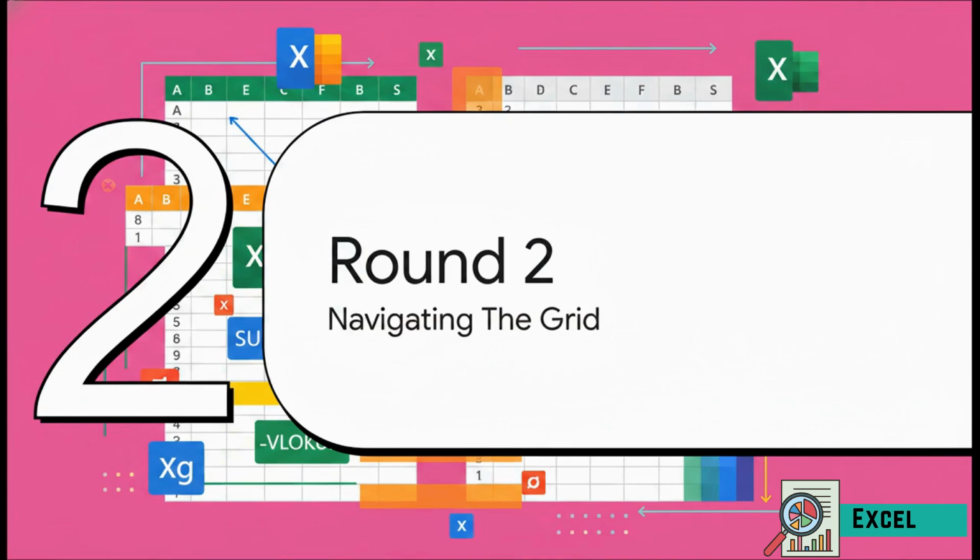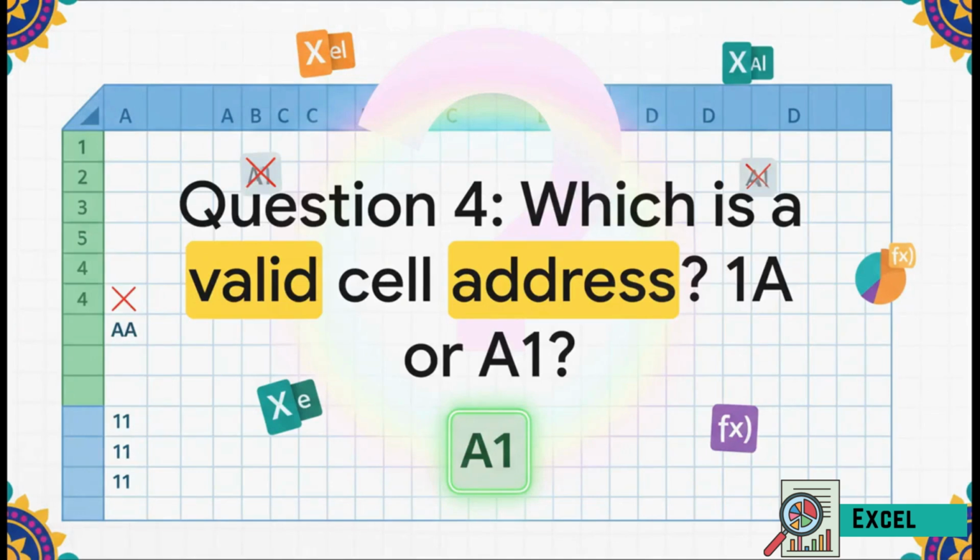So for round 2, we're gonna focus on how we actually navigate this grid. How to identify and work with all these parts. Okay, here's a classic one that trips up a lot of beginners. We know what a cell is, but what's its name? Its address. Which of the following is a valid cell address? A, 1A, B, A1, C, AA, or D, 11?